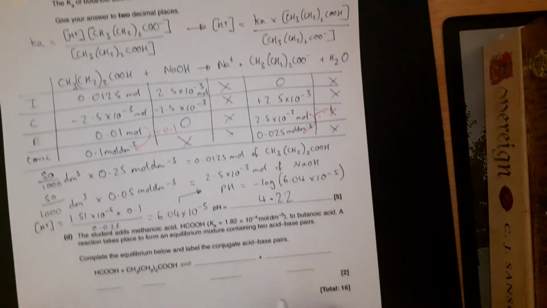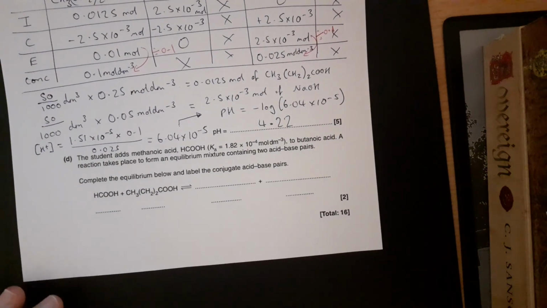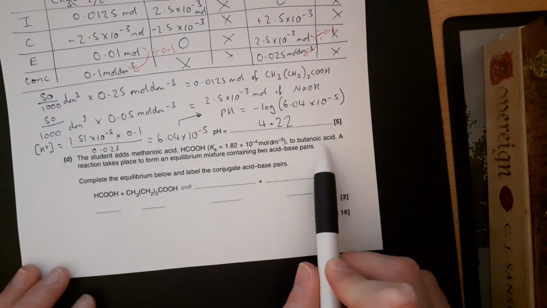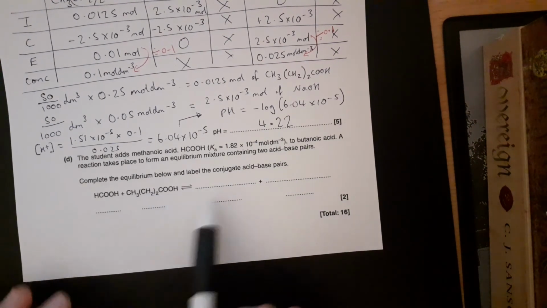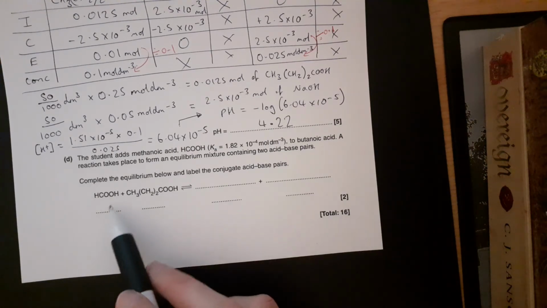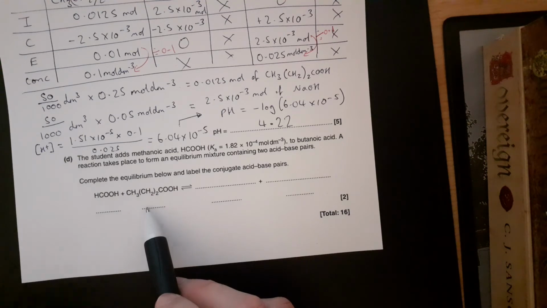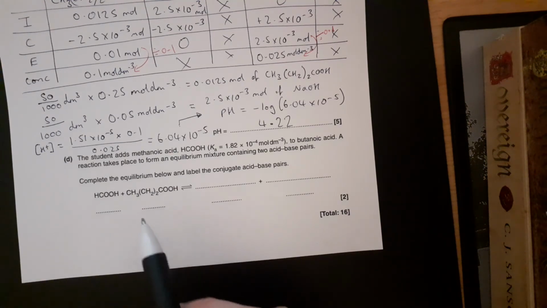But there is a final bit of this question. Let's just have a look at this one here. So they're adding methanoic acid now to butanoic acid, and we end up with these acid-base pairs. Complete the equilibrium below and work out what's going to happen. These are both weak acids, so how are we going to know which one is going to be the acid and which one's going to be the base? We look at the Ka values.